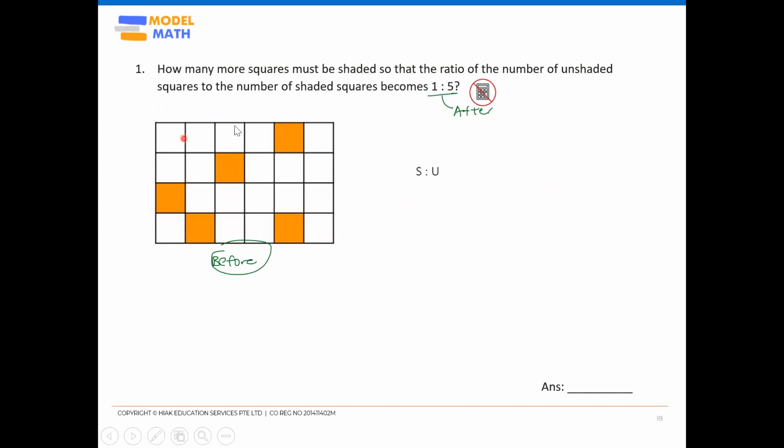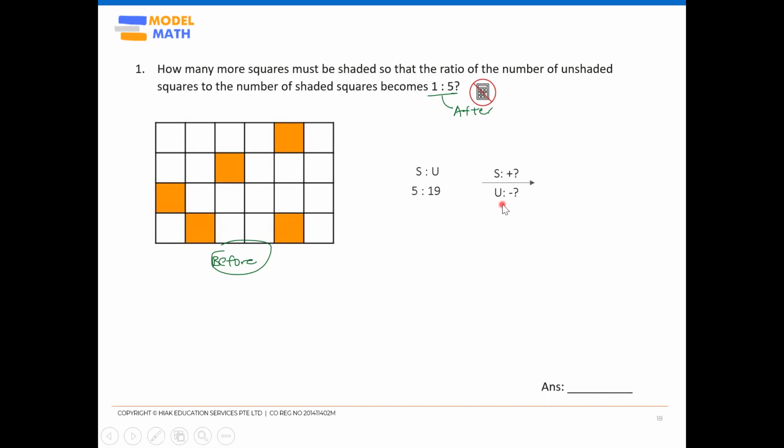That'll be faster. So this is a 6x4 rectangle. 6x4 is 24 squares altogether. 24 minus 5 will be 19 unshaded squares. Just a quick tip to teach you how to count quickly. So this is your before. Now the change, we draw an arrow. How many more squares to be shaded? You want shaded squares to increase, so shaded squares will be plus question mark.